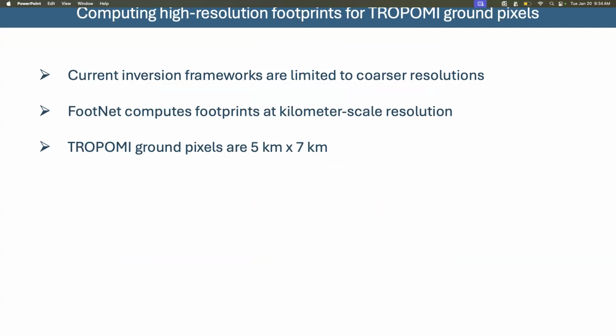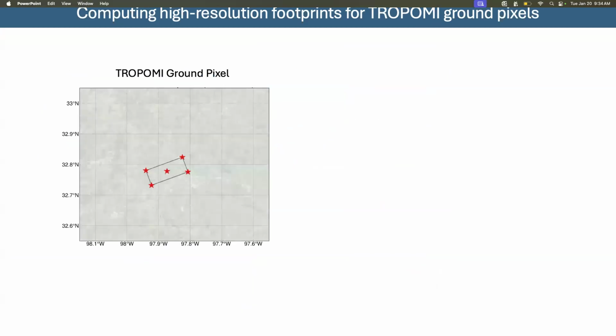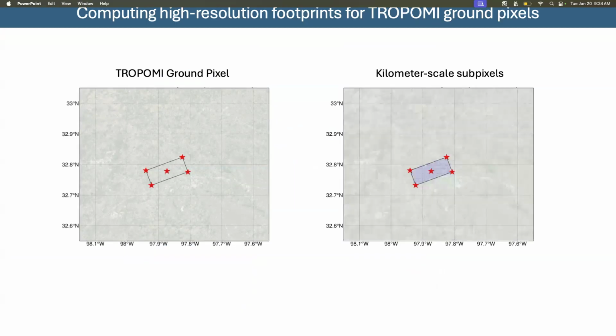So to account for that, here I'm showing a TROPOMI single ground pixel, and what I did was I just divided this whole TROPOMI ground pixel into smaller kilometer scale subpixels.